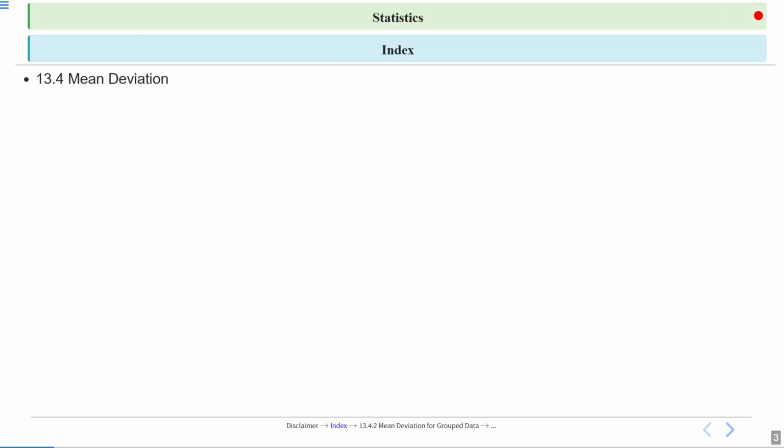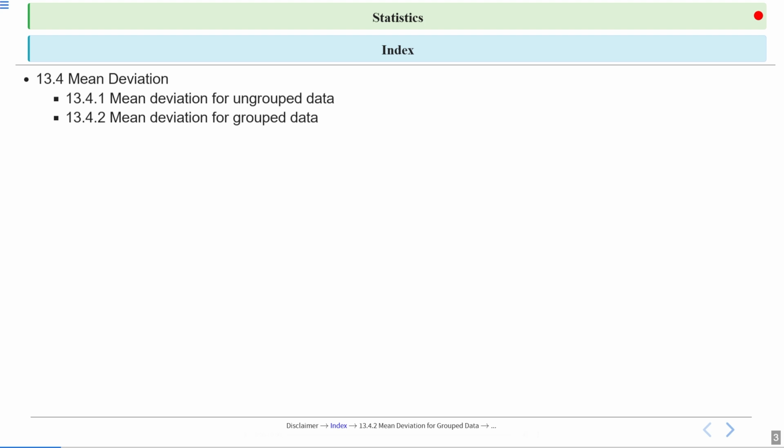So we will start our discussion on mean deviation, which is a measure of how much the values in a data set differ from the average value. Then we will discuss mean deviation for ungrouped data. Then we will move on to mean deviation for grouped data. Then we will look at the discrete frequency distribution. Next, we have the continuous frequency distribution.